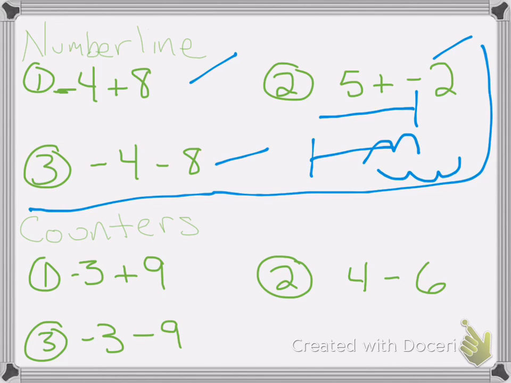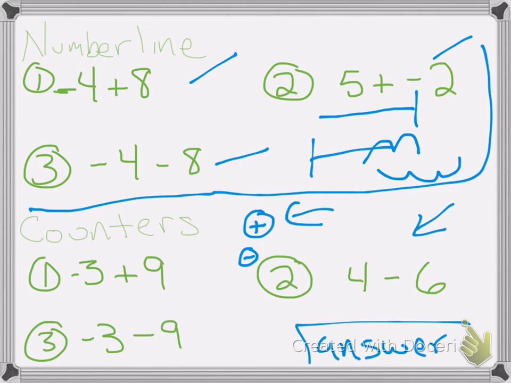Okay? Then you've got the counters. For these, you need to have counters, positive and negative counters. So you need to make sure that you have a picture that has positive and negative counters for these questions. On these questions, I want the picture and the answer. Okay? The picture and the answer. All right.